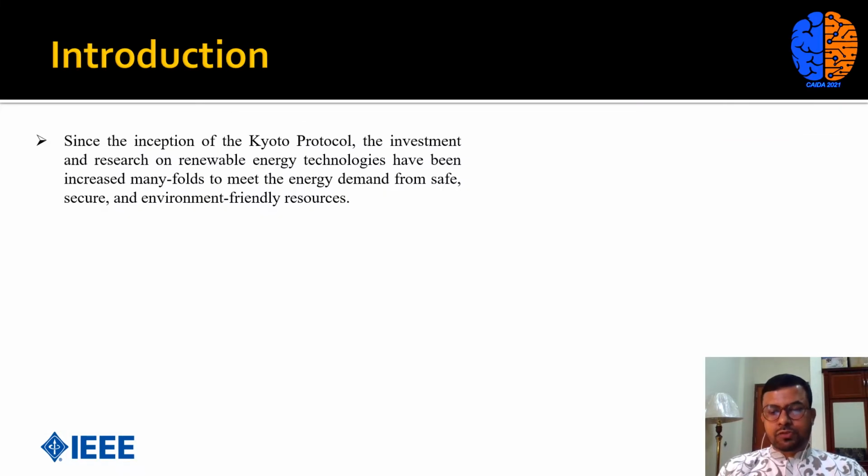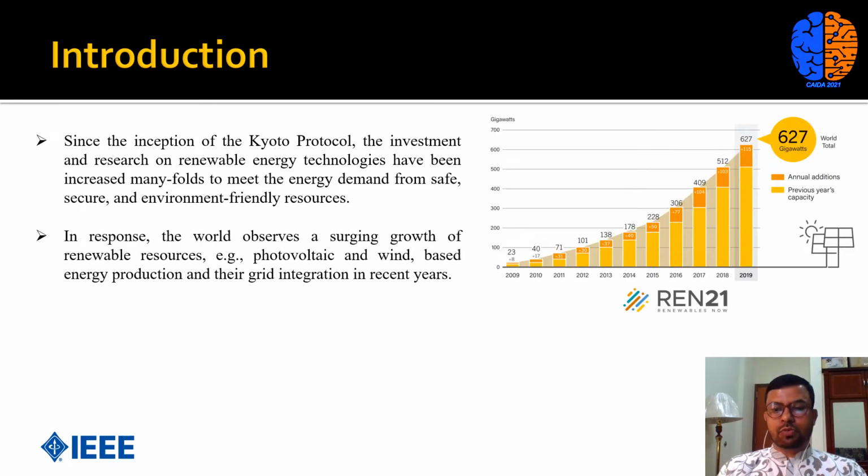Since the inception of the Kyoto Protocol, the research and investment in renewable energy technologies have increased manifold. The decision makers from all over the world are trying to meet the energy demand from safe, secure, and environment-friendly resources. In response, the world is observing a surging growth of renewable energy technologies, especially the PV technologies and their grid integration. According to REN21 reports, the world capacity for PV systems has risen to 627 gigawatts as of 2019.